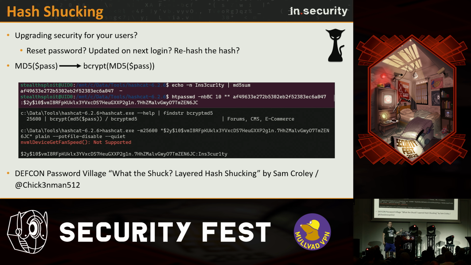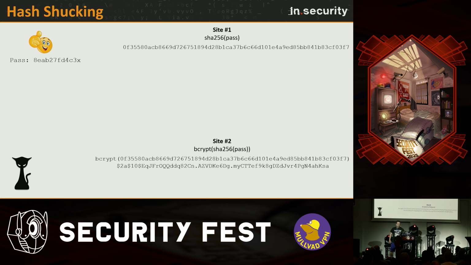But Sam Crowley, who goes by Chicken Man, one of the core hashcat developers, did a fantastic talk in the DEF CON Password Village a few years back called What the Shuck? And it illustrates how this is quite a bad thing, using an unsalted hash and then layering bcrypt over the top of it, for example.